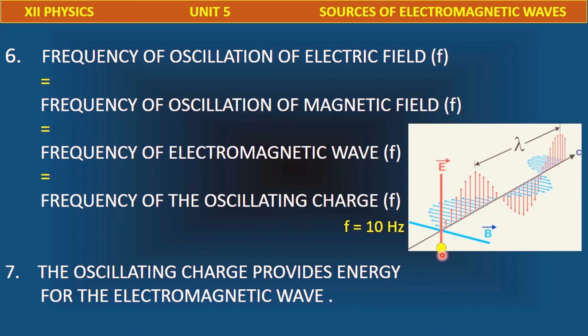Consider a charged particle oscillating about the mean position. Suppose the frequency of the oscillating charge is equal to 10 Hz. That is, it makes 10 oscillations in 1 second. Then the same frequency will be the frequency of the electromagnetic wave, the frequency of oscillation of the magnetic field, and the frequency of oscillation of the electric field. So the electric field wave, the magnetic field wave and the electromagnetic wave all oscillate with the frequency of the oscillating charge. The seventh and final point, the oscillating charge provides energy for the electromagnetic wave. Only this oscillating charge will give energy to the electromagnetic wave.